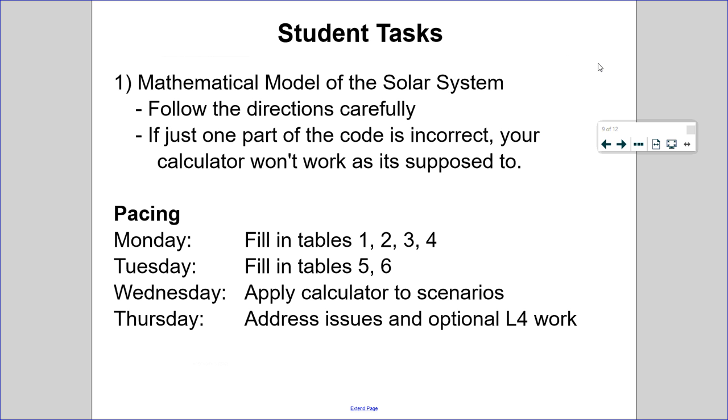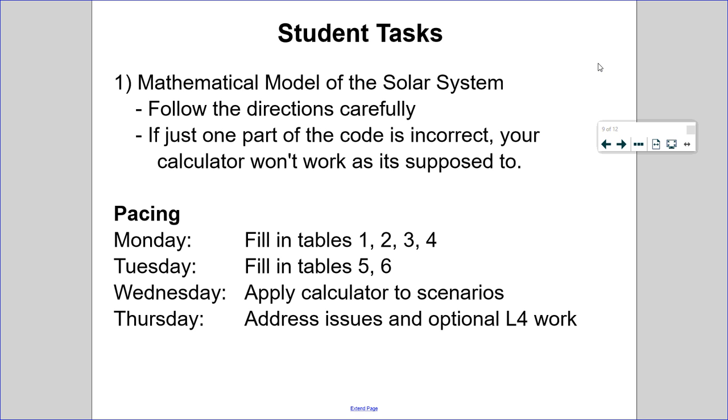All right, so what we'll be doing for the next couple of days is completing a mathematical model of the solar system. Make sure you follow the directions very, very carefully. I would highly encourage you to print out these directions, double-sided to save on paper if you can. You can do it, of course, on a computer screen, but it's hard to cross off steps and to really follow your work. So I would encourage you to print them out and have them at your desk for the next couple of days. If just one part of the code is incorrect, the entire calculator doesn't work. So it demands perfection. There's really no way to say it. Your model has to be perfect just to get it to work. Otherwise, it won't work.